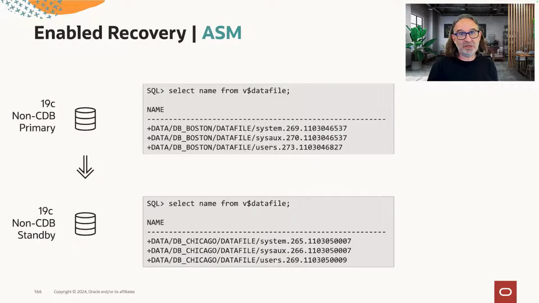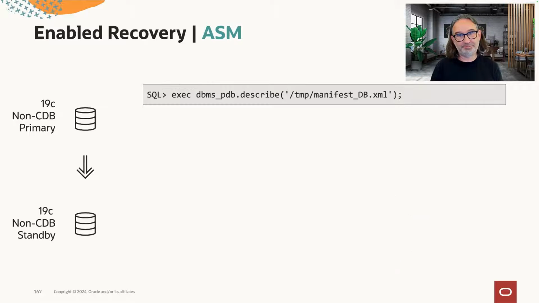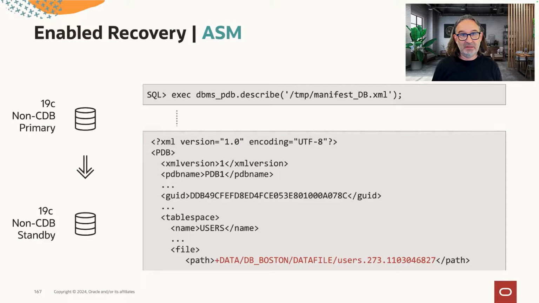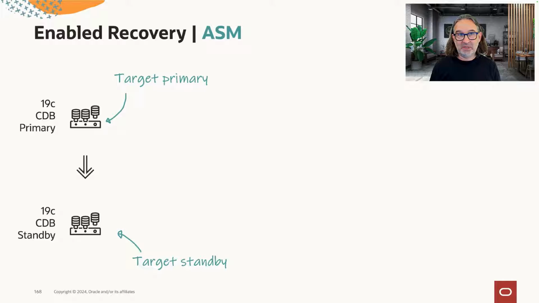So let's have a deeper look into V$DATAFILE and compare the file names to each other. Now we compare the file names, and unfortunately in ASM, it's the same file here for the users tablespace, but they have different names. Is that a problem? Sort of. When I create now the manifest file on my primary, and you create it always on the primary as I showed you before, and when we look into the manifest file, it's an XML file, then we see it has recorded the file name, of course, of the primary, not the standby.